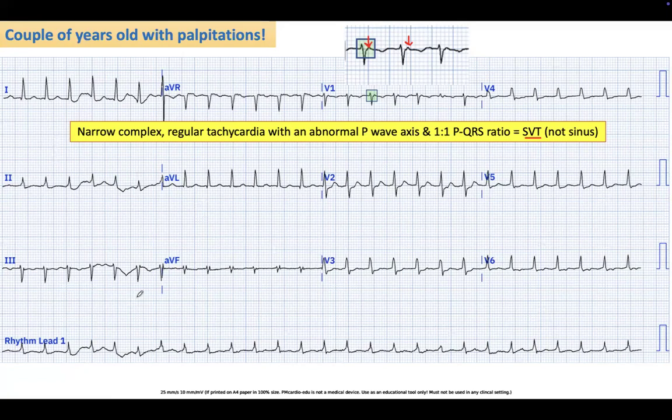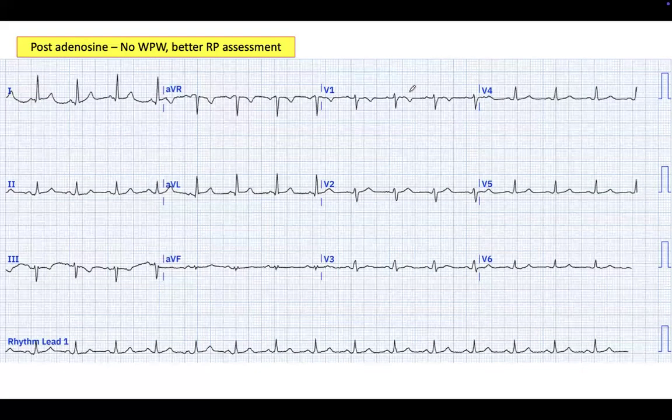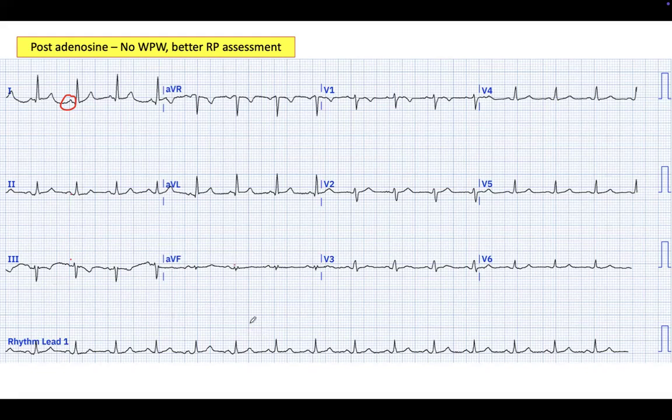Okay, anyways, the patient received adenosine, and then you have an ECG after adenosine, and the patient goes back into sinus rhythm, right? The P wave is positive in leads 1, 2, 3, and AVF, with a little bit of left axis for whatever reason.